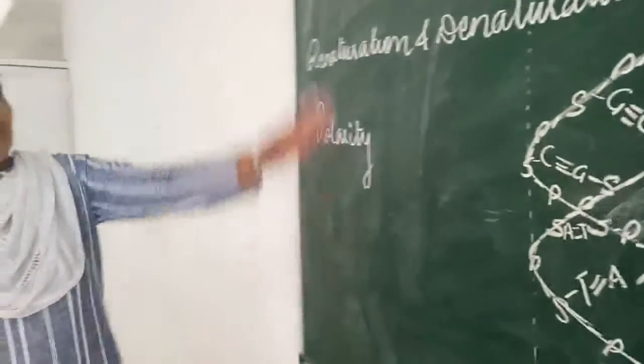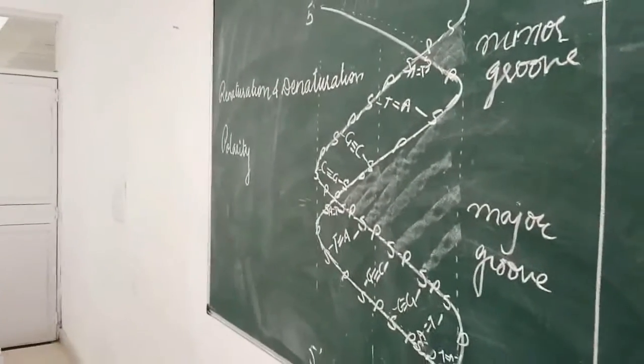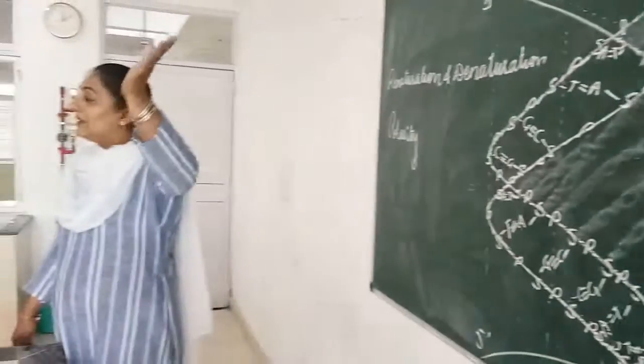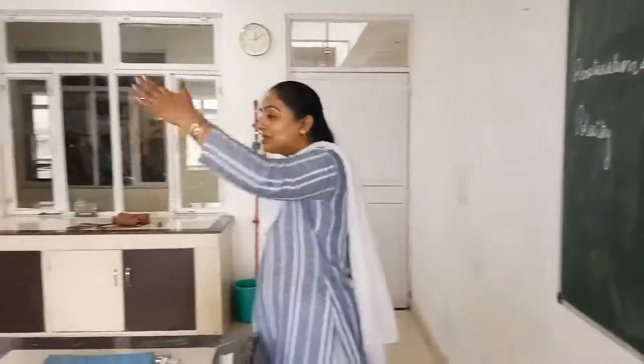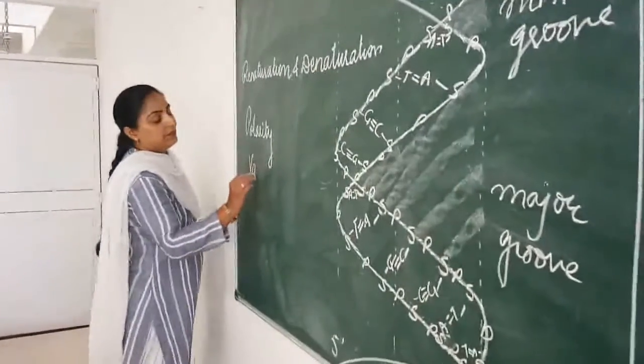Next is polarity. Polarity means it is bipolar. 5' to 3', 3' to 5'. So these are indicating the polarity of DNA. That is, sugar molecules are there, one is 3' and one is 5'. So this is bipolar.